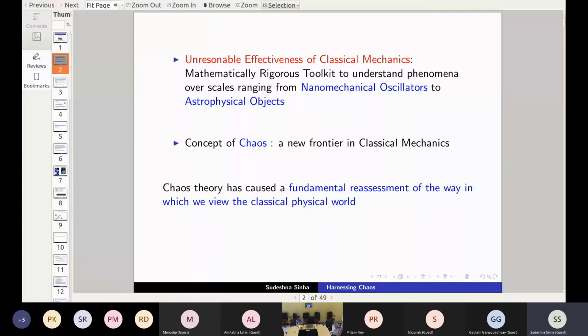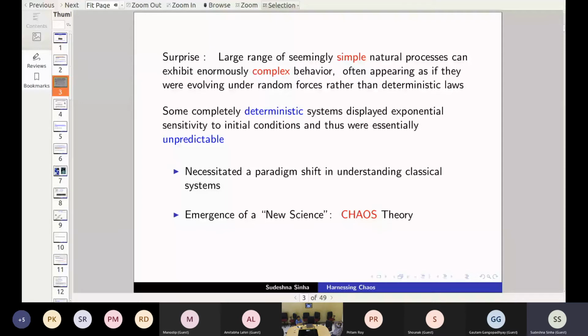So what are the surprising things? Why was it even necessitated? Why did we even have to go to a new science or a new theory of classical mechanics? So the surprise started like this. A very large range of what appeared to be very simple natural processes seemed to exhibit enormously complex behavior. And so complex that sometimes, if you didn't know better, you would think that they were evolving under random forces rather than nice, neat, deterministic laws. So what gives?